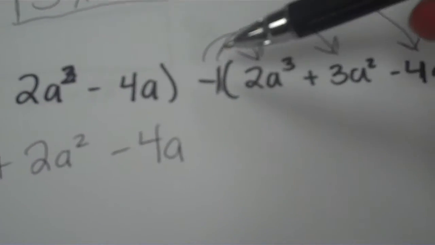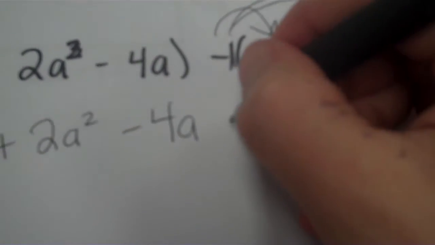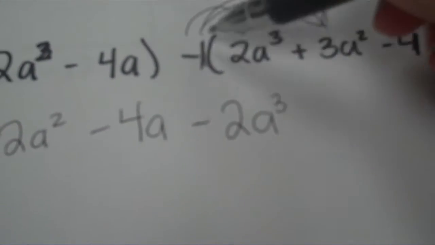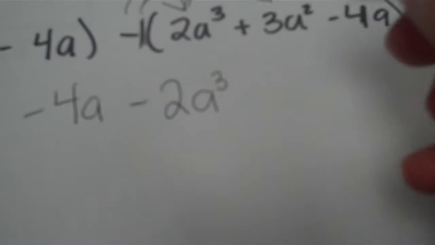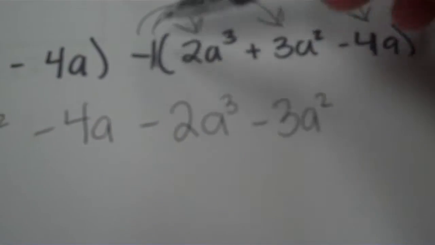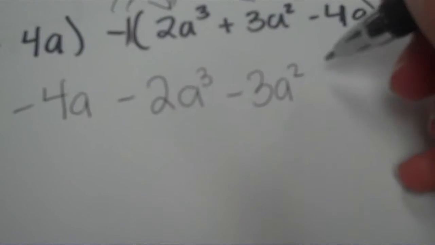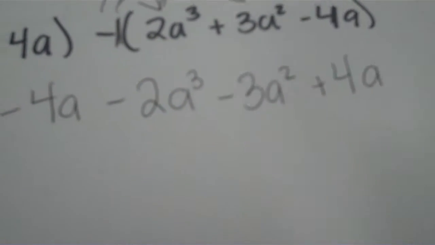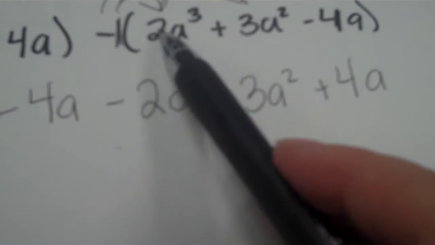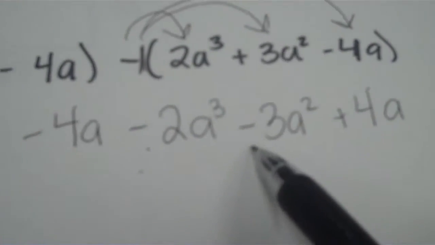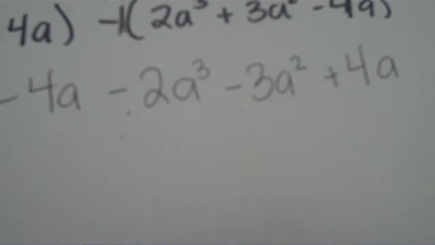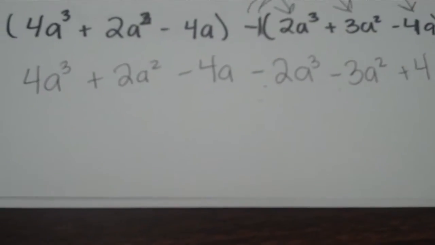And then we distribute. Negative 1 times 2 would be a negative 2, a to the third. Negative 1 times a positive 3 would be negative 3a squared. And negative 1 times a negative 4 is a positive 4a. So you just change the signs. So it was a positive, now it's a negative. It was a positive, now it's a negative. It was a negative, now it's a positive. And then we just combine like terms.